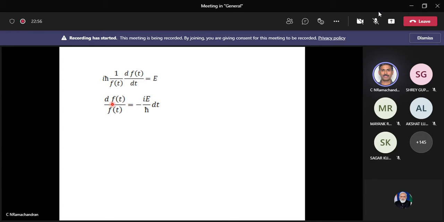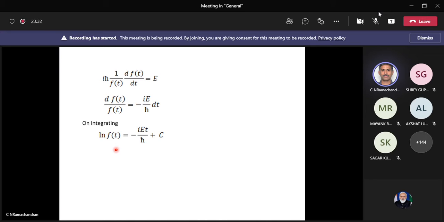Now this is df by f of t, df by f of t is equal to this and so on. There is a lot of mathematics you can do. So here if I integrate this equation, you know that it is nothing but ln f of t. ln f of t is equal to minus iE by h cross t, because here I am integrating, so dt becomes t. So ln f of t is equal to this expression I got, and I am looking for f of t.